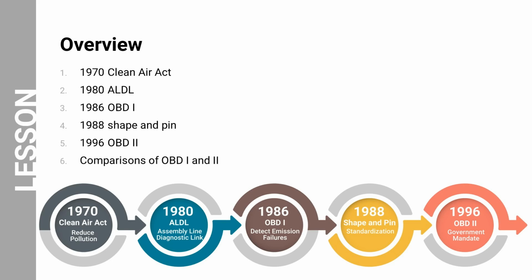In this timeline of onboard diagnostics, we begin with the introduction of the Clean Air Act of 1970. Many changes were introduced along this journey, including the introduction of the Assembly Line Diagnostic Link, ALDL, in 1980, OBD1 in 1986, Shape and Pin Standardization in 1988, and OBD2 in 1996, which we are all still following to date. We will also discuss the comparisons between OBD1 and 2.